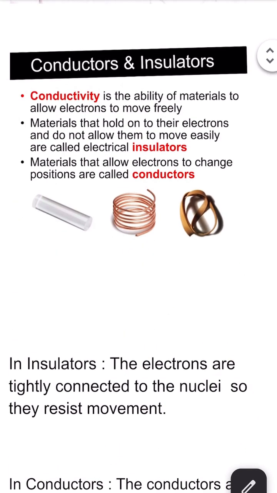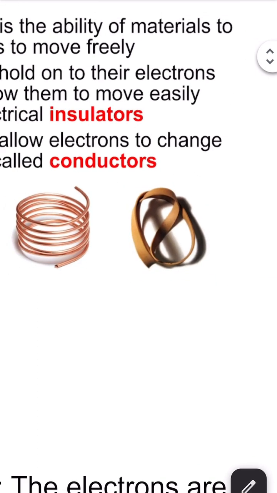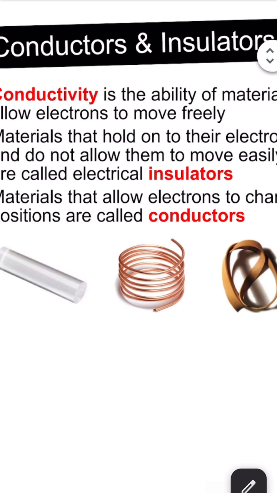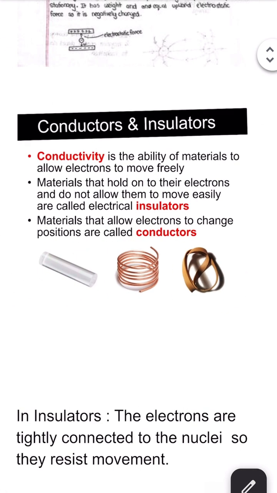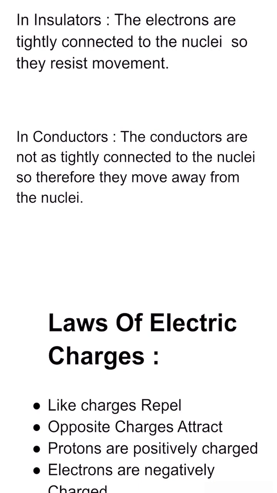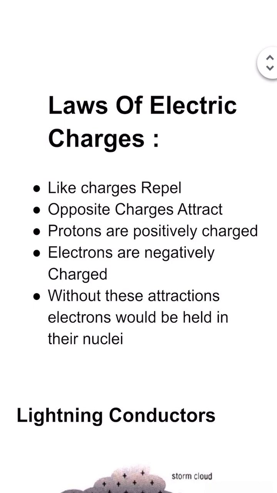Right, as you can see, here are some examples. Over here is an insulator, and over here are conductors. This is a metal, and this is a copper wire. Copper is a very good conductor of electricity. Now, in insulators, the electrons are tightly connected to the nuclei, so they resist movement. And in conductors, the electrons are not as tightly connected to the nuclei, so therefore they move away from the nuclei because of charges. Okay.